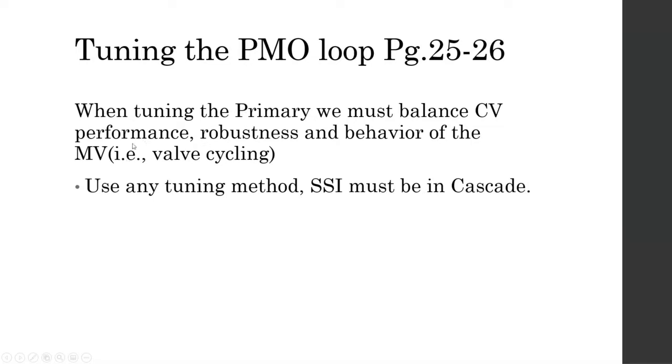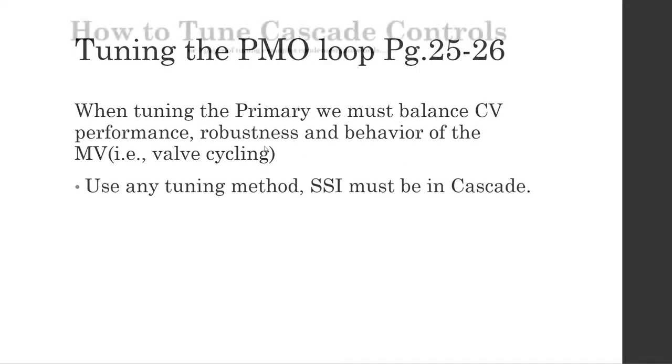So again, just like the secondary, you can use any tuning method you want, but when you're tuning the primary, the secondary must be in cascade mode because you're at that point tuning the whole loop. So tune the secondary first, make sure it's working, switch it into cascade, and then go to the primary and then tune it the best way that works for you and your process.